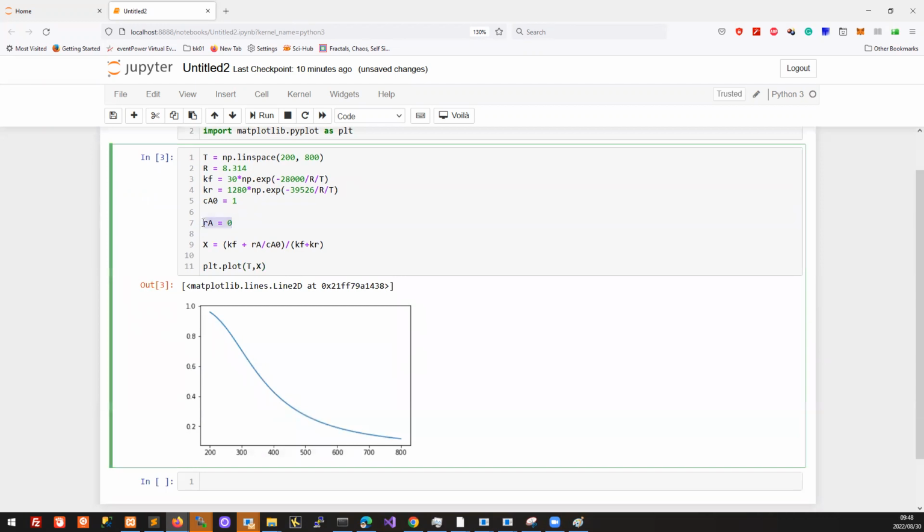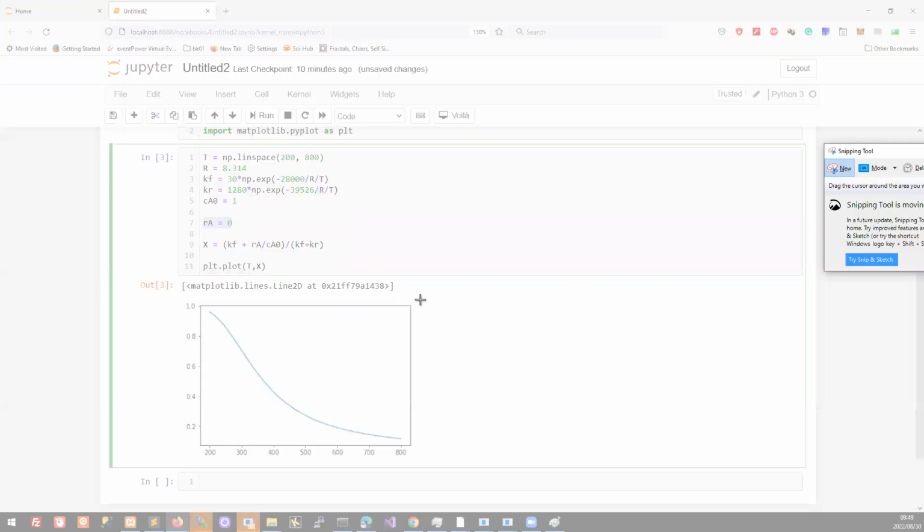We've specified an RA value of 0. So the net rate, when it's 0, looks like this. Along all these points, the rate is 0. So that's something for us to acknowledge, that this is a special choice. There's nothing automatic about this.